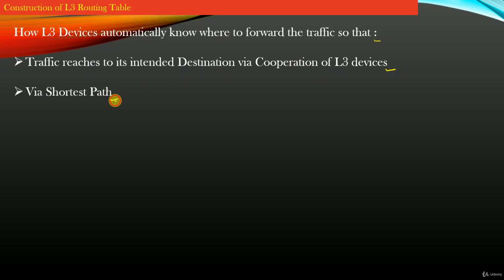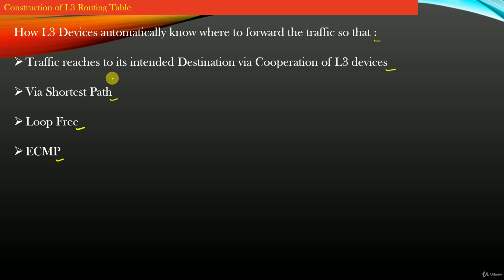The traffic must reach its intended destination via the shortest path. It is not enough that L3 devices just forward the traffic so that it reaches its intended destination. It is also important that the traffic takes the shortest path from source to destination. And there should not be any loop while forwarding the traffic, right? If there is a loop in the network, the traffic exhausts the entire bandwidth of the network and causes network outages. And we are going to understand what equal cost multiple path, that is ECMP, is.